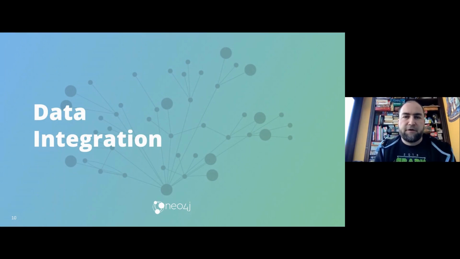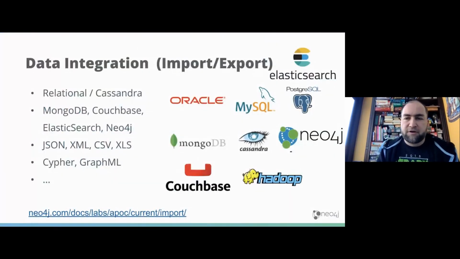The first area that I want to look at is data integration. So APOC integrates with a lot of different databases. It has JDBC support, so it can connect to all relational databases. It can pull data from Neo4j, from Elasticsearch, from Mongo, from Hadoop, from S3, from HDFS, and so on. It can write a number of formats and read a number of formats from JSON, Excel, CSV, XML, and also GraphML and Cypher script. So there's a lot of things that you can read and write from into Neo4j using APOC.